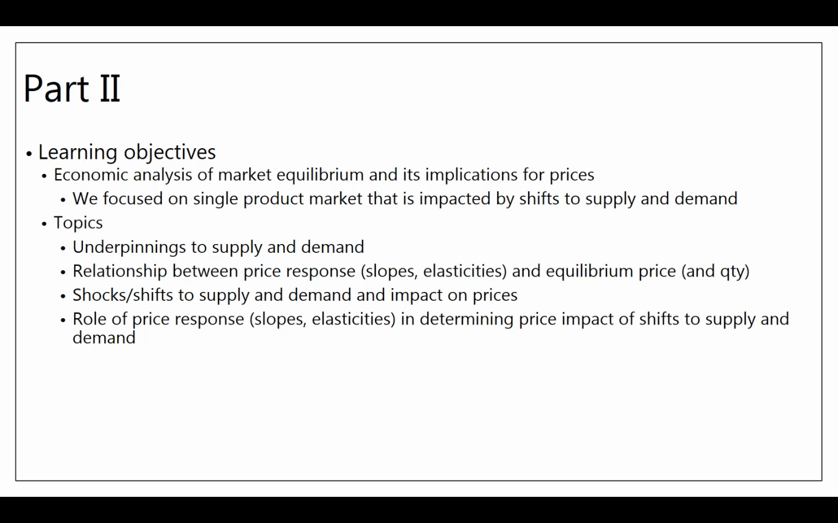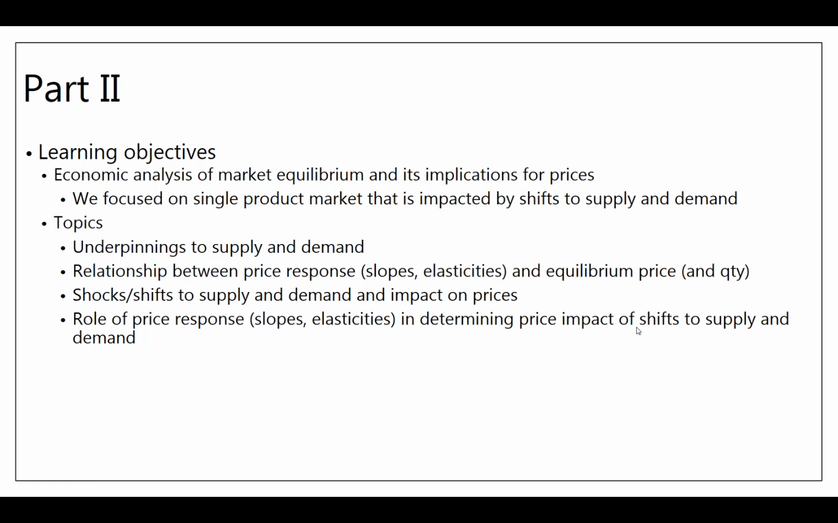The specific topics: the underpinnings to supply and demand. That means what kind of choice problem do producers and consumers face, because those choice problems are bigger than upward sloping supply, downward sloping demand. They are where we go to understand what things we expect to have a shift type relationship to supply and demand. Then we went into the relationship between price response, slopes, elasticities, and the equilibrium price, also the quantity. How do shifts to supply and demand impact prices, and what role does price response, again the slopes or elasticities, play in determining the price impacts when shifts happen to supply and demand?